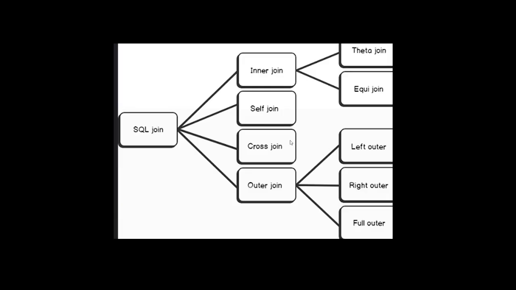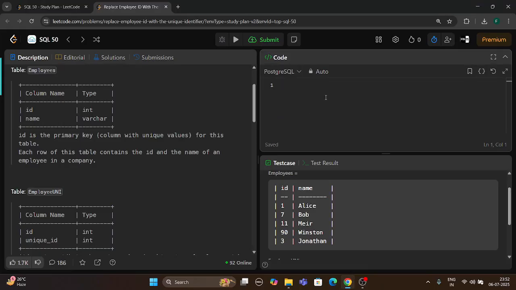So I hope that's clear. Now let's go ahead and continue with constructing our SQL query. Select b.unique_id, a.name from employees as a left outer join employee_uni as b on a.id equals b.id.